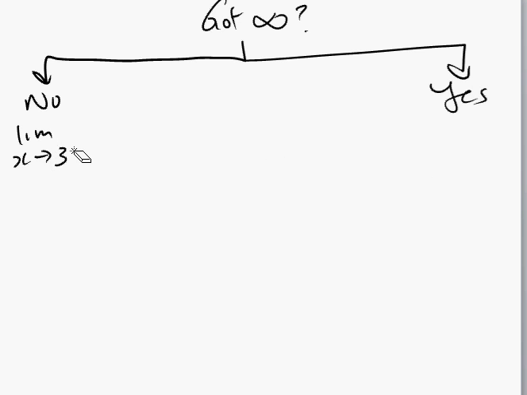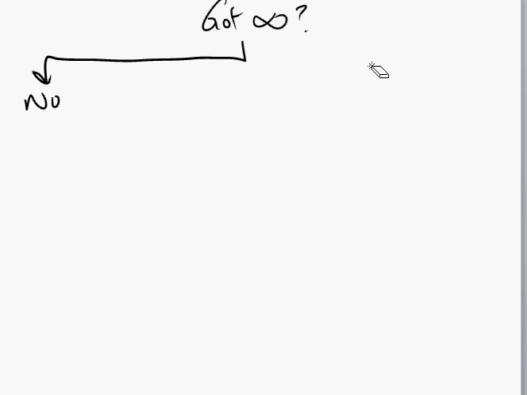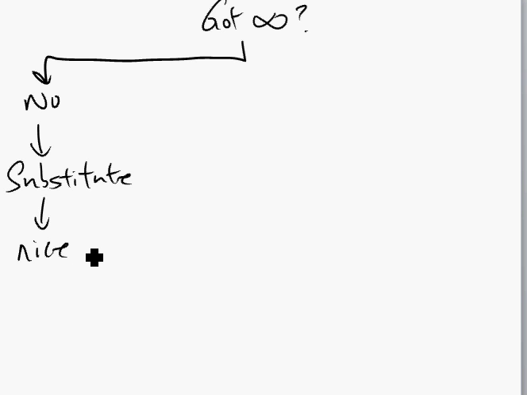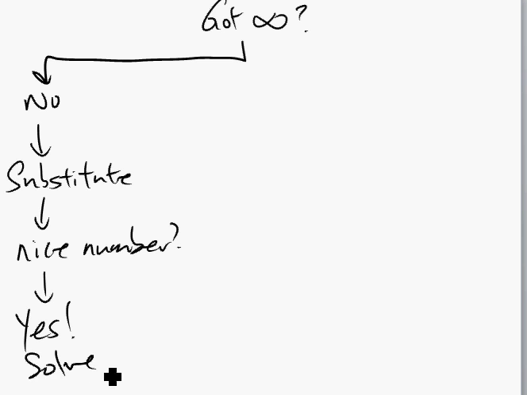Let's just do the simple one first. So is there an infinity? If the answer is no, there's no infinity, then you just do the substitution. Just substitute the value of x inside the equation and ask yourself, do you get a nice number? Now the question is, what do you define by nice? Let me put it the other way. What do you define as not nice? A nice number would help you solve the question.